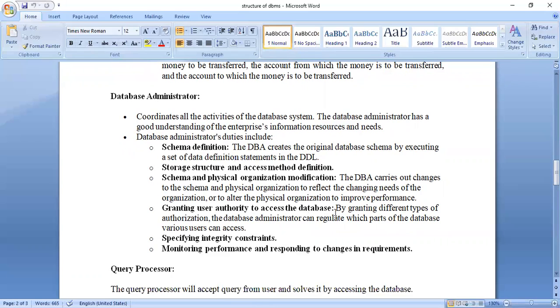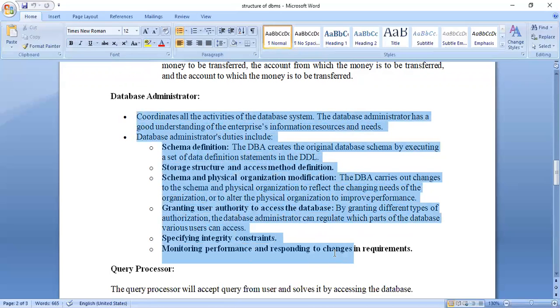That's why I said these are not basically used at the student level but at the organization level. The database administrator is also a person at the organization level. The database administrator also specifies integrity constraints, which are very important. Integrity constraints like primary key and not null are all specified by the database administrator, and these are used to monitor performance and respond to changes in requirements. So these are all the various activities performed by the database administrator.